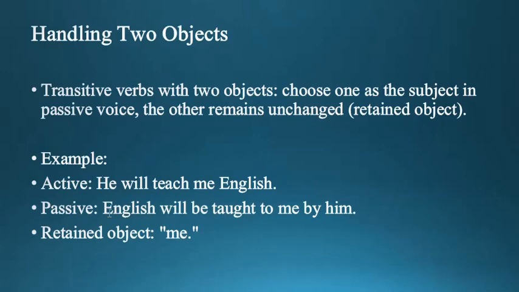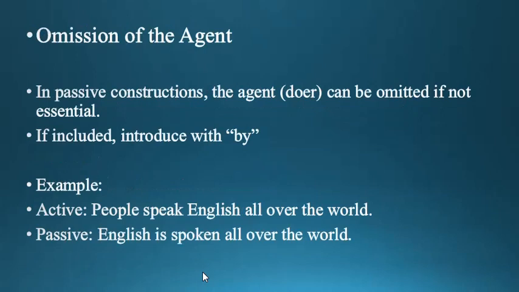For example, see the sentence: he will teach me English. So "he" is the subject, "will teach" is the verb used, and "me" is the object. "English" is also another object. So how will we turn it into the passive form? Say we choose English here. So: English will be taught to me by him. This "me" here is not changed, so the retained object is "me". Okay. I hope it's clear.